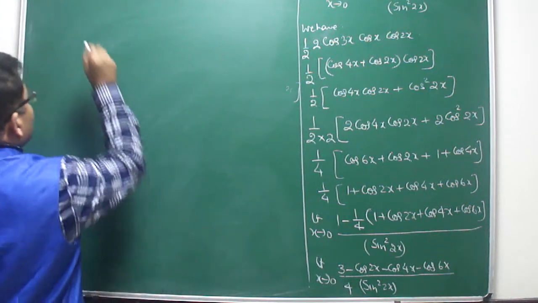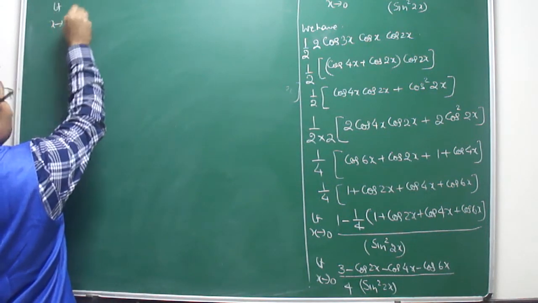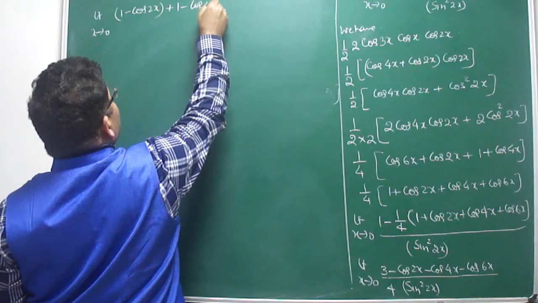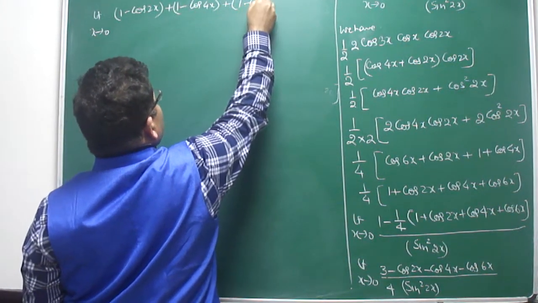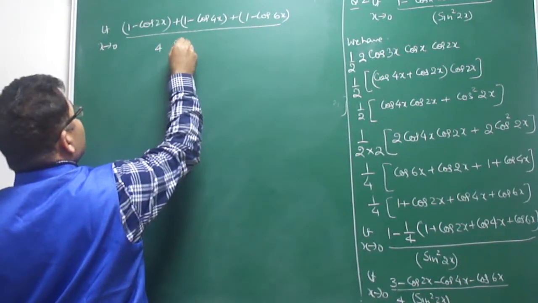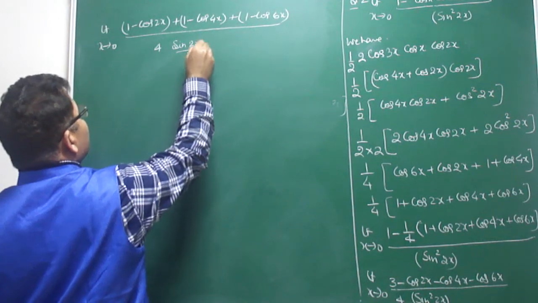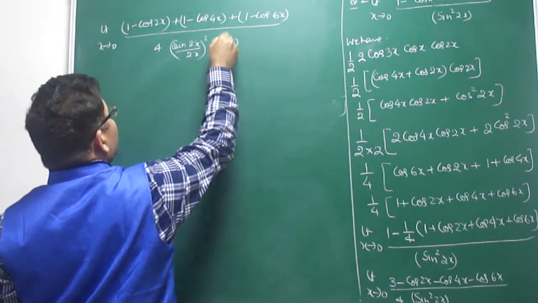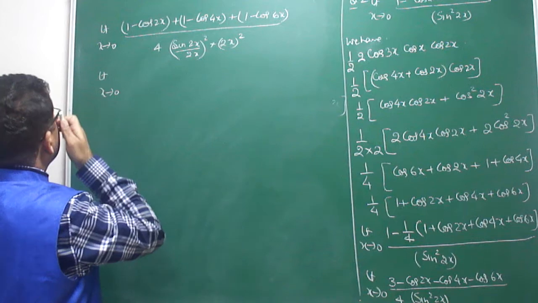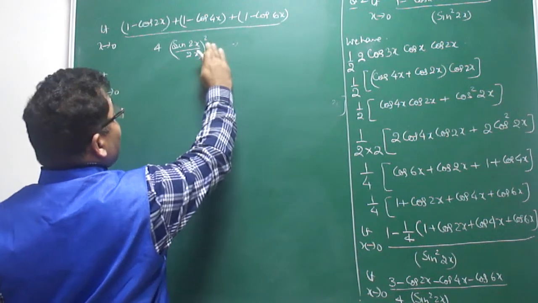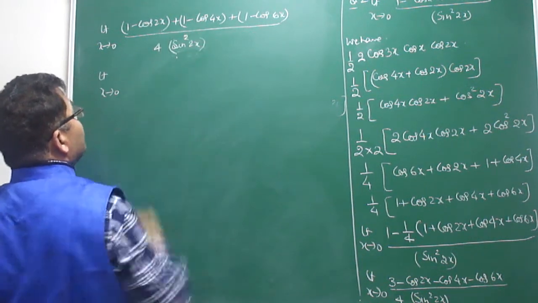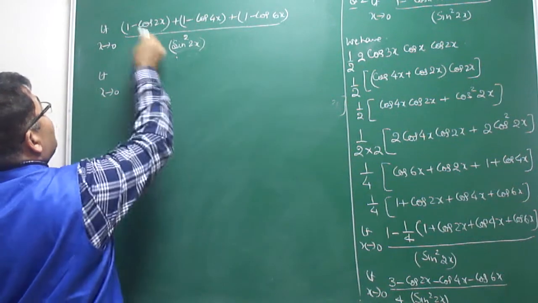Then it will be limit x tends to 0, 1 minus cos 2x plus 1 minus cos 4x plus 1 minus cos 6x, and in denominator this is 4 (sin 2x by 2x) whole square multiplied by 2x square, I can write here, right? Or even if you don't want to write like this, you can leave it as it is, sin square 2x. Aap jaisa chahe aisa rakh de, kyunki yahan se sin 2x milega, wo cancel ho jayega.